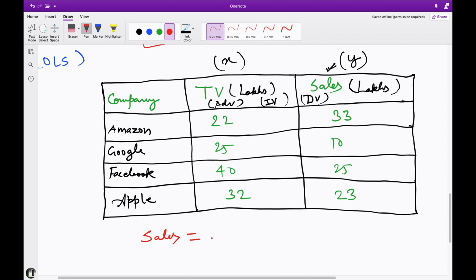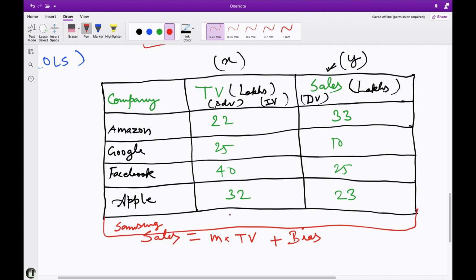So m, or weight, into x here is nothing but the TV advertisement cost, plus c is our intercept. So this is how we can get our y value. Consider one more company listed over here, and it is given that the TV advertisement cost is 30 lakhs. So if we put 30 here, the m value will be something and TV will be something, and c will be already given, then we will get this sales value. So this is how we can predict the future values based on the historical data that is given already.